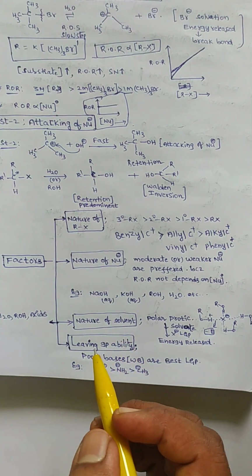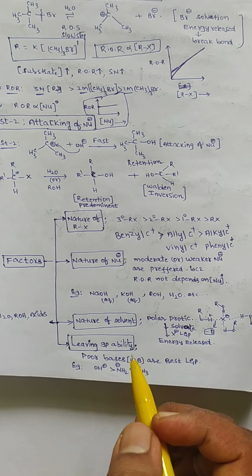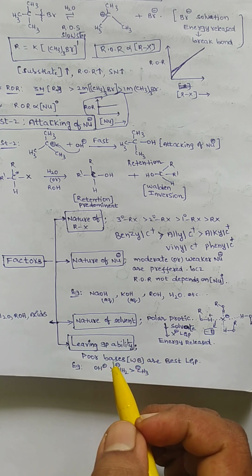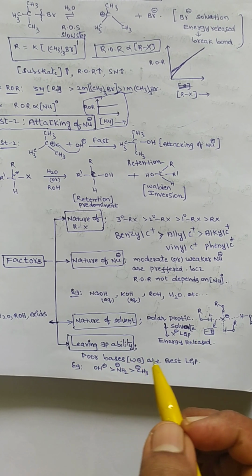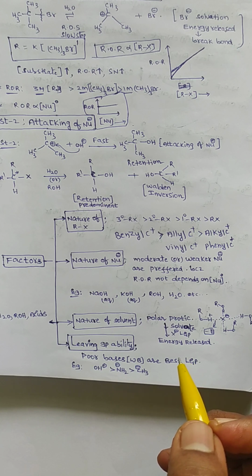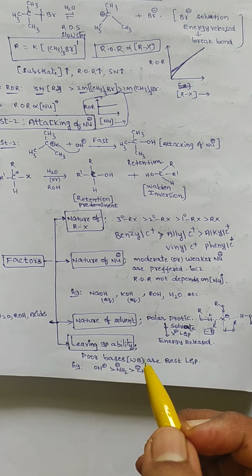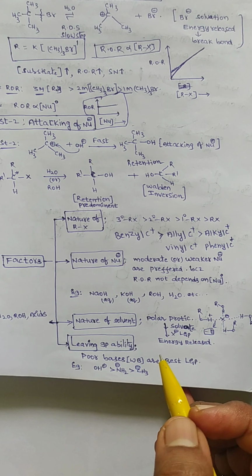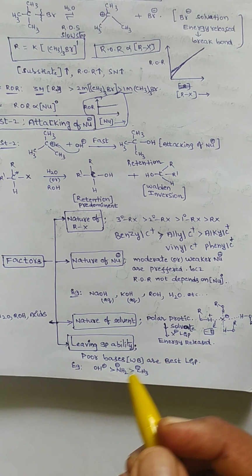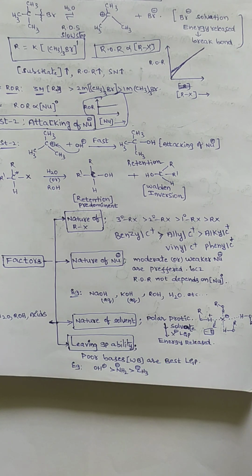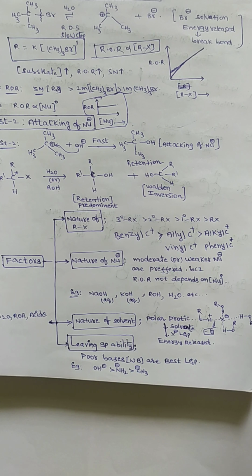Next one is leaving group ability. Leaving group ability means the weaker the base, the better the leaving group. What the leaving group ability is, we are going to discuss in the next video. Thank you. These are the factors affecting SN1 reactions.